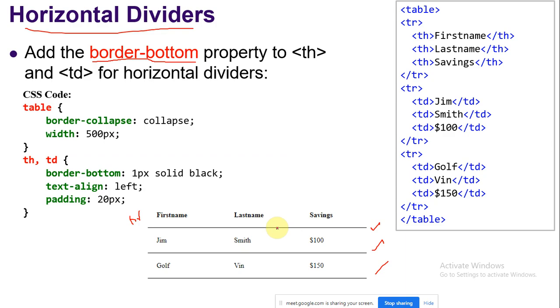Nowadays, in most websites, you can see this type of table also. This is a very common layout for displaying table data using a single border bottom. Only the border bottom will be given. So for TH as well as TD, we have to set border-bottom: 1px solid black. The remaining things we already discussed, like alignment and padding, also apply here. So this is about border-bottom, which gives a horizontal divider between the rows.